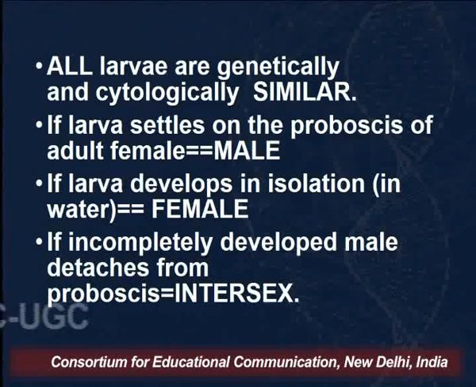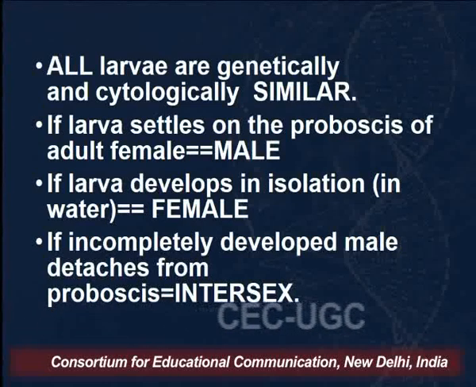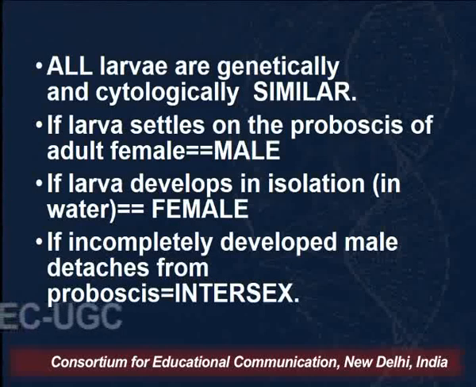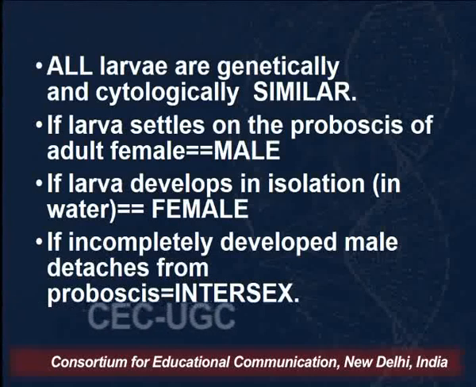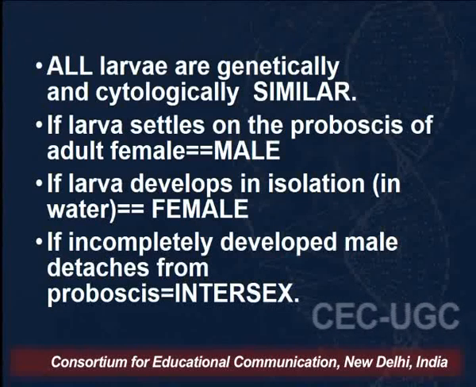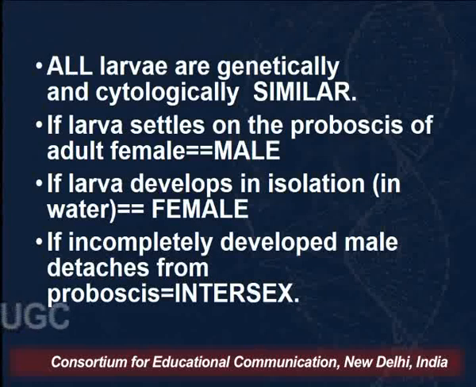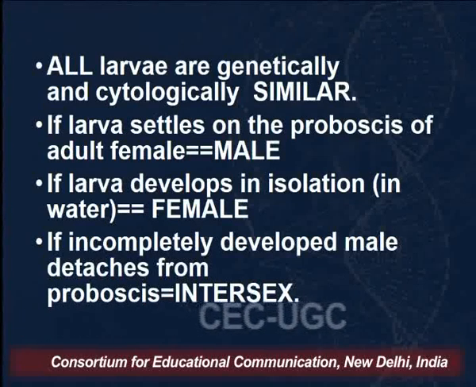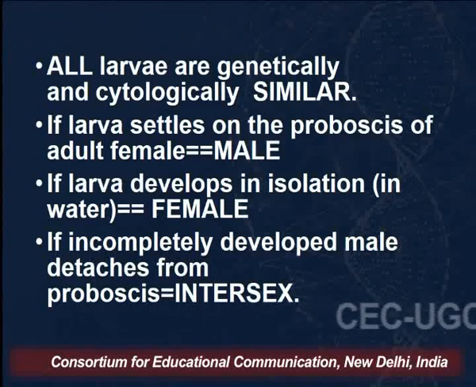But if by chance the larva settles on the proboscis of the adult female, then the hormone in the proboscis secretions will suppress the femaleness, and it would result in the formation of a male. So no chromosomes are involved in this case. It is only the proximity or the distance which is going to result in the sex determination.